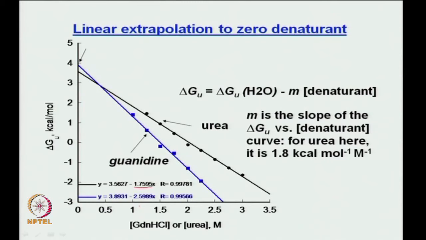Which one has a bigger slope? Guanidine hydrochloride. If it has a bigger slope, that means your delta G has a steeper dependence on guanidine hydrochloride than urea. And what does it mean? It boils down to the fact that guanidine hydrochloride has more strength as a chemical denaturant than urea. That is simply what it is saying, right, because there is a bigger change in slope, right.